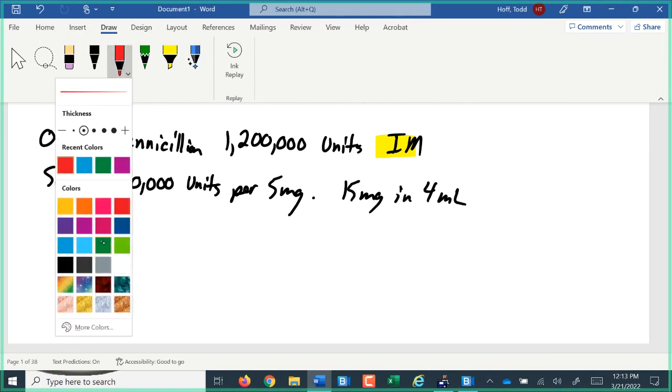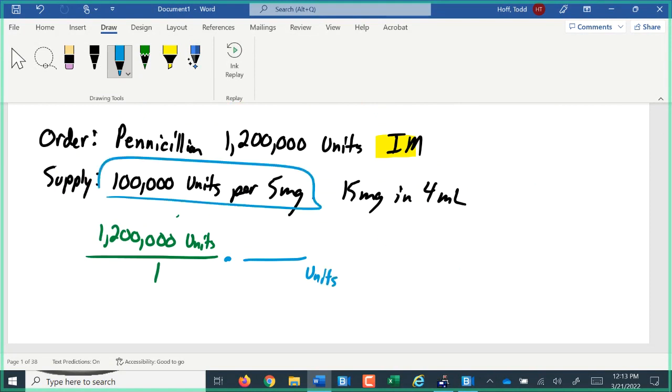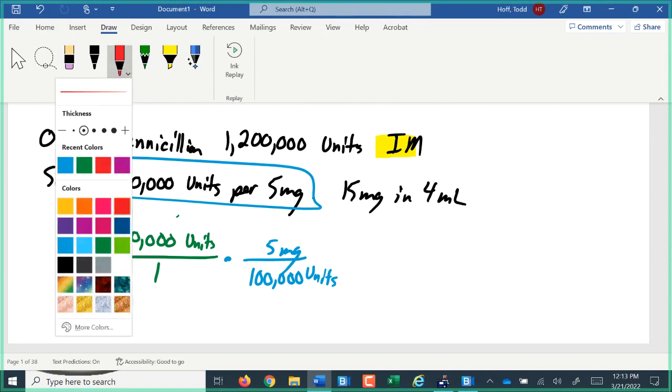I have a couple of cycles of this conversion. If we were using the formula or the proportion, we'd have to repeat this calculation a couple times. But with the dimensional analysis, we just do it once. We start out again with the doctor's orders, 1,200,000 units. Just put it over 1. Now we're getting rid of units, so I'm going to put units on bottom here. We have an equivalency of 100,000 units per 5 milligrams. So now the units have canceled out.